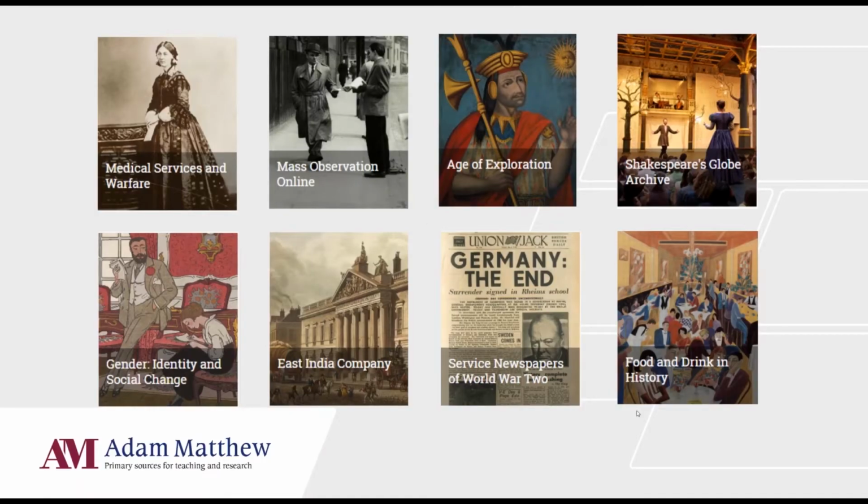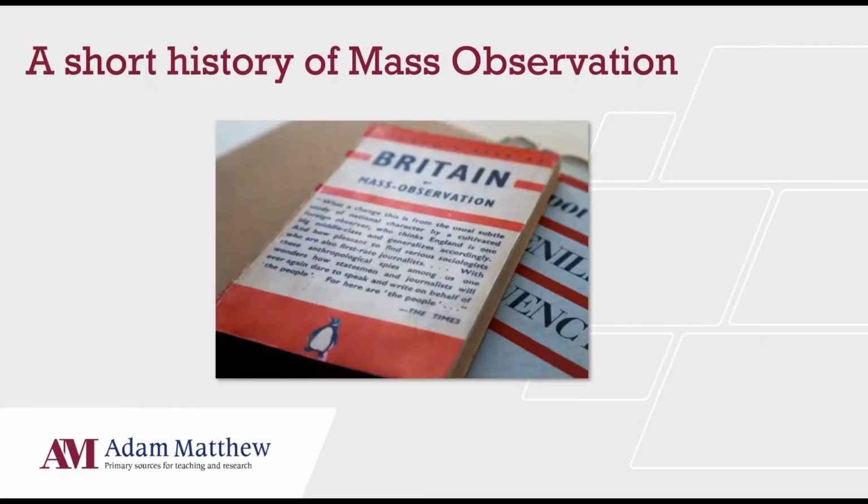I've just listed a few examples of some of the collections we've published over the last few years, and they really do range from 15th century medieval manuscripts through to Mass Observation Online, which is the previous collection to what we're looking at today. Service Newspapers, one of our newspaper collections, as well as larger multi-archive projects like Food and Drink in History. So we'd encourage you to go to our website. You can find more information about any of these collections there, as well as request a free trial. So that's a little bit about Adam Matthew.